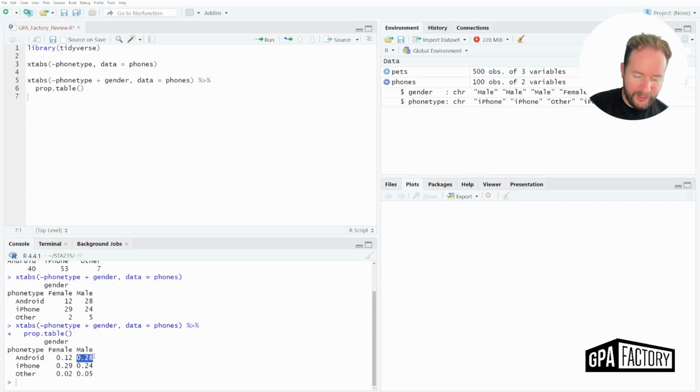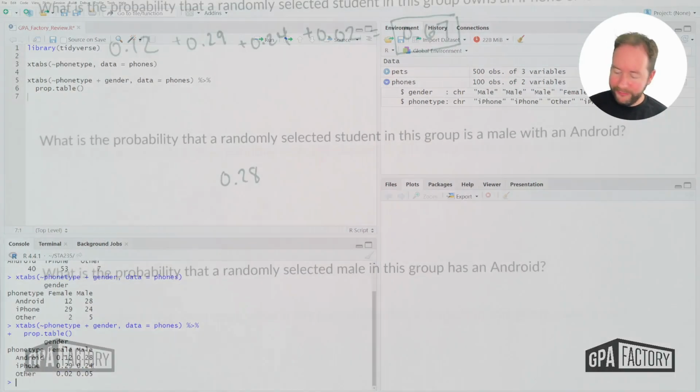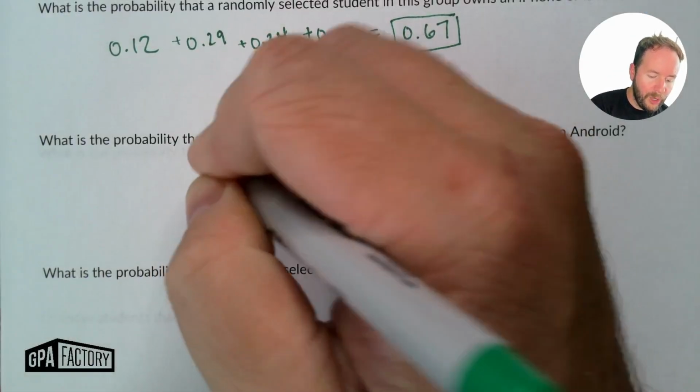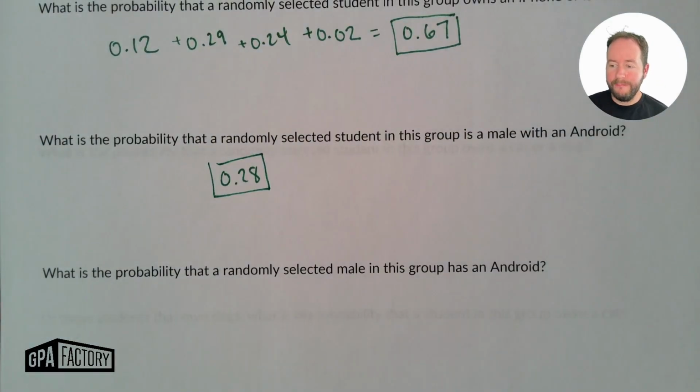I know I'm writing it down. You can't see it yet. Is there any other group that would qualify here that would be male and Android? Nope, these are iPhone owners. And no, these are all other phone owners. So these guys don't count. My answer is just 0.28. There's only one group there in the male and Android category, so that's 0.28.